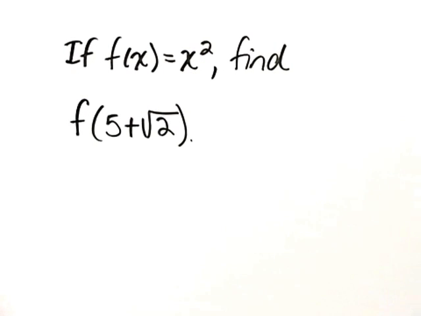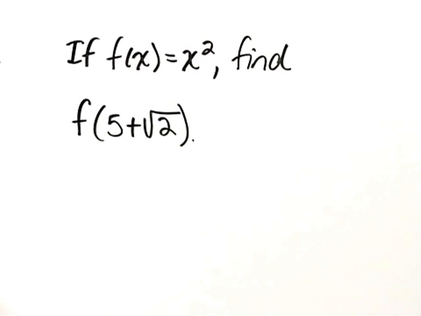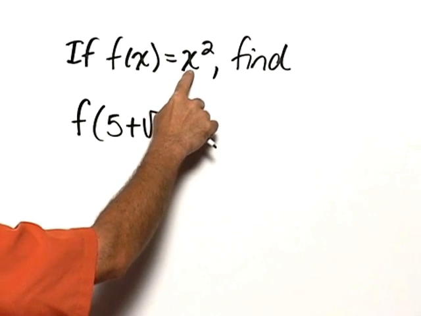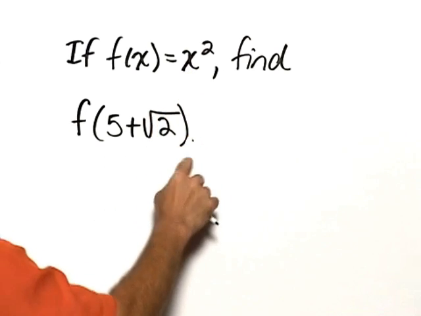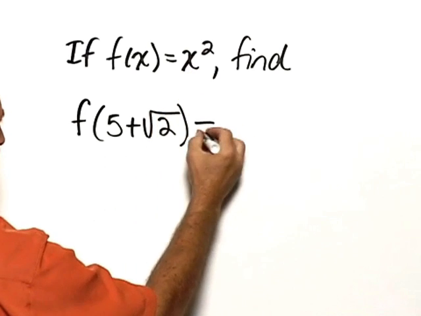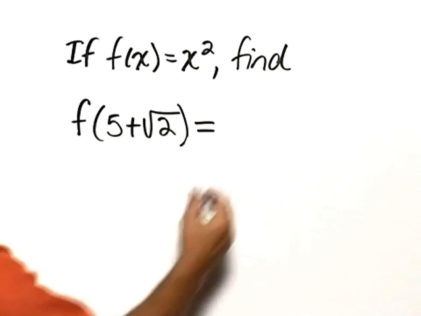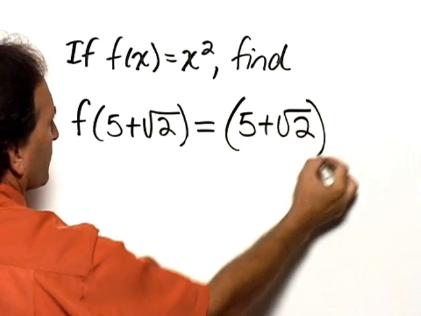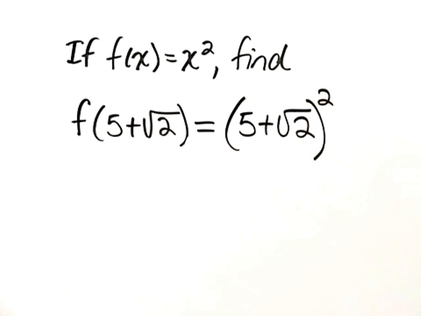If f of x equals x squared, find f of 5 plus the square root of 2. So what we're going to do here is substitute 5 plus the square root of 2 in place of x. So let's put an equal sign here and now write 5 plus the square root of 2 quantity squared.